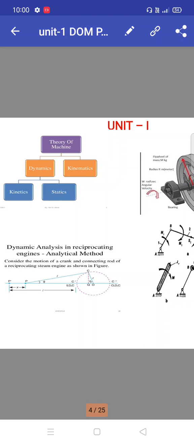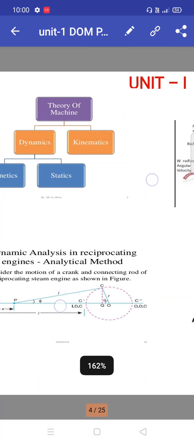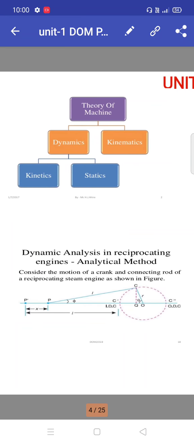Dynamic analysis in a reciprocating engine: the analytical methods for the motion of the crank and connecting rod of a reciprocating steam engine, as shown. PC is the connecting rod, and OC is specified as the crank. Due to rotation of the crank OC, the connecting rod PC moves and generates reciprocating motion. So the rotary motion is converted into reciprocating motion. These are the major things here.